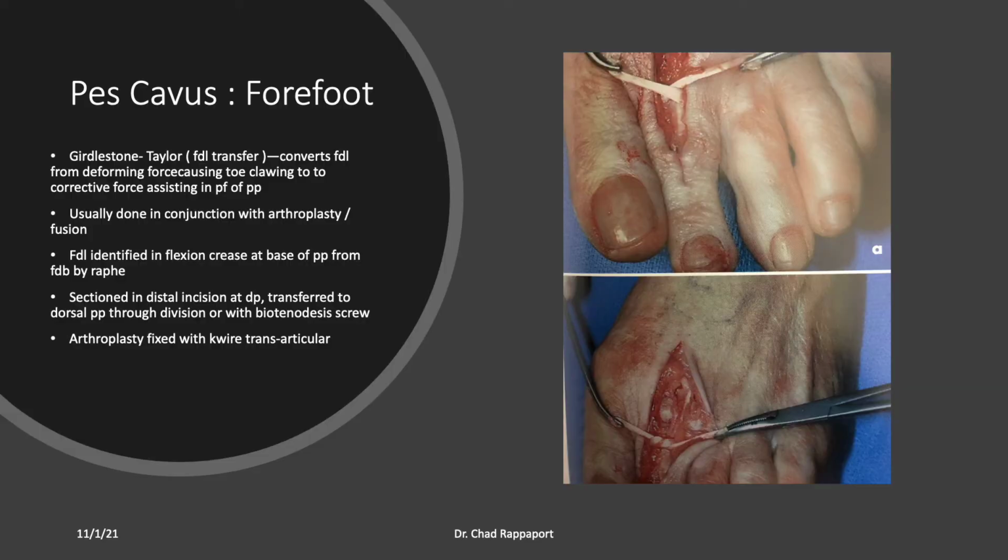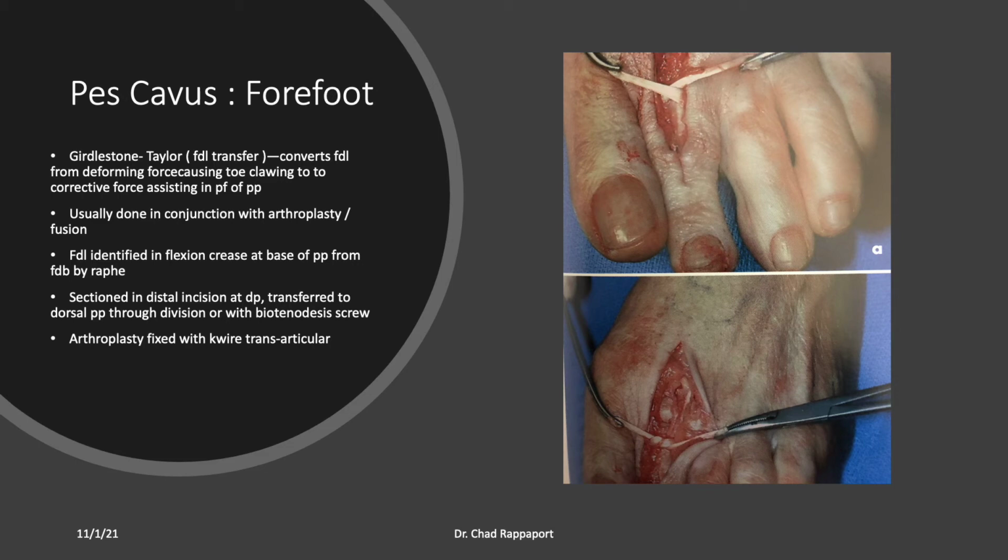The Girdlestone-Taylor or FDL transfer is common to the lesser digits. It converts the FDL from a deforming force causing clawing of the toes to a corrective force assisting in plantar flexion of the proximal phalanx. It's typically done in conjunction with an arthroplasty or an arthrodesis.